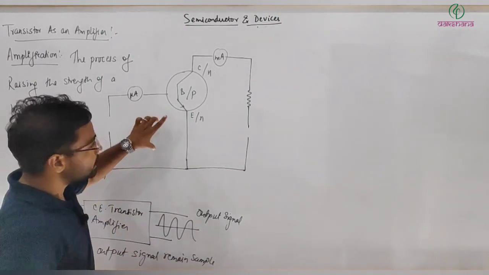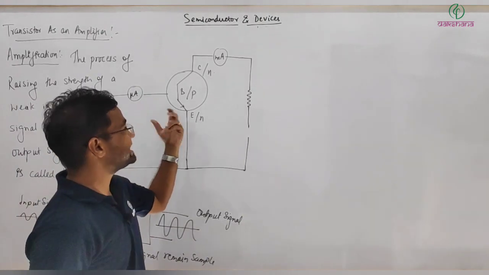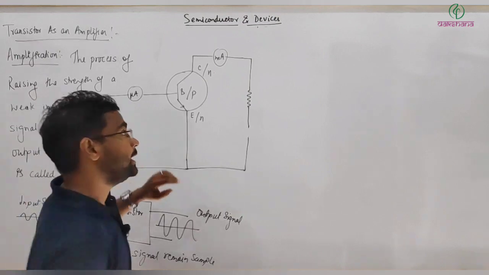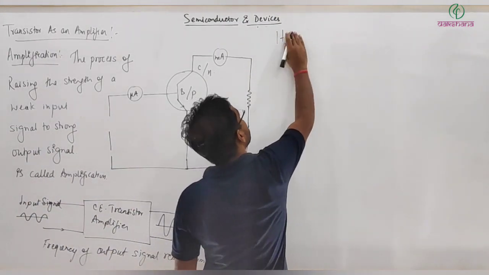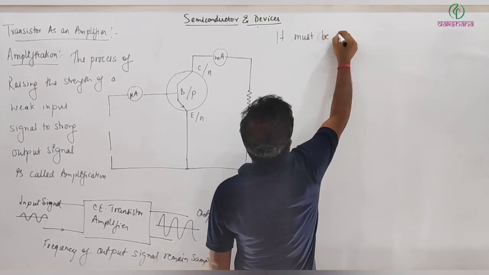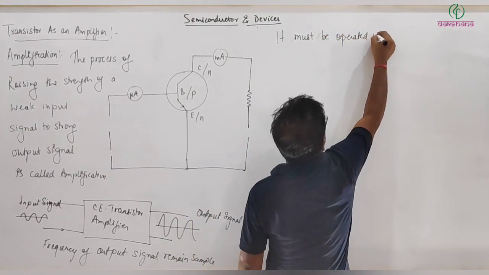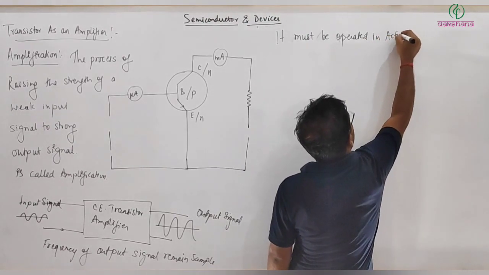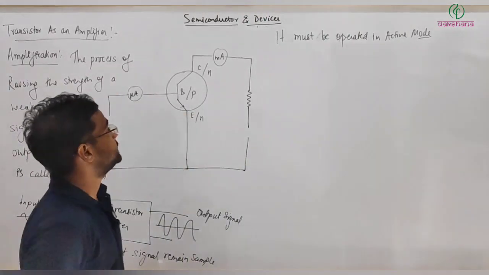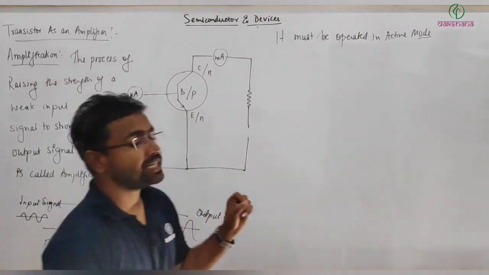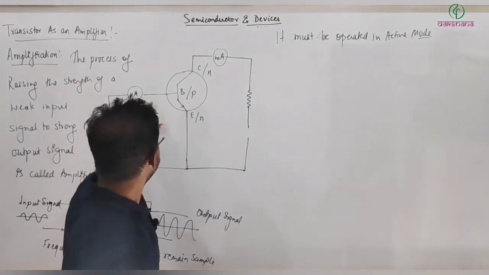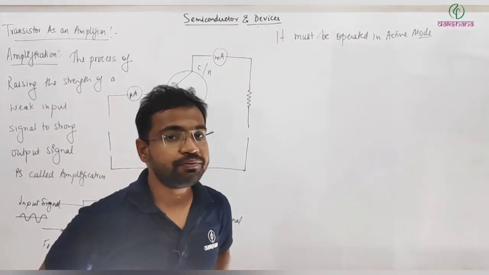The point is, for a common emitter transistor to act as an amplifier, it must be operated in active mode. Only then will it work as an amplifier, right? Another point, as I told, for active mode, the base emitter junction must be in forward biasing.